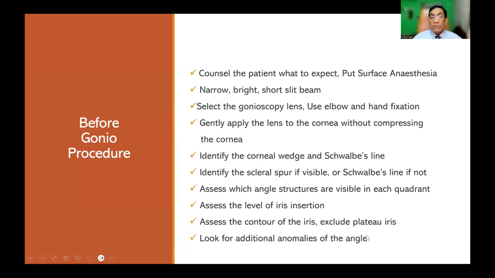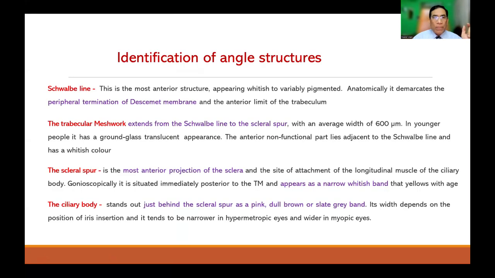Assess the contour of the iris just to exclude the plateau iris. If there is any double hump sign or sine wave sign, you should exclude it. Look for additional abnormalities of the angle. So these are the points that we should note when we want to examine.